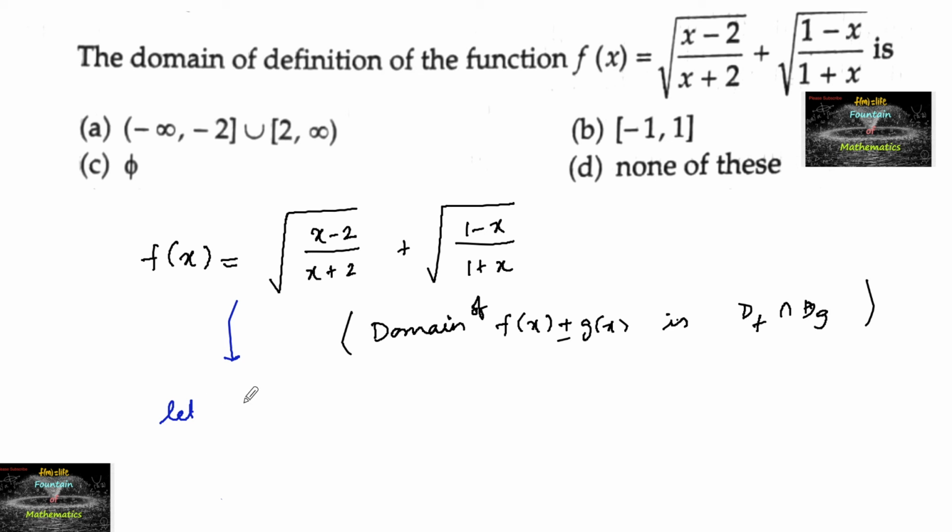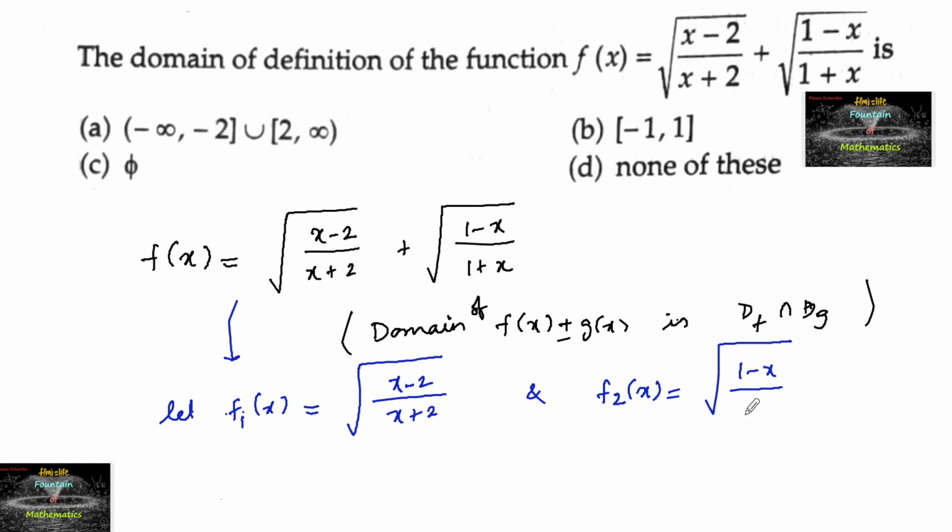let f1 of x be, since it is also a sum of two functions, let us consider f1 of x equal to root of (x minus 2) upon (x plus 2), and f2 of x is equal to under root of (1 minus x) upon (1 plus x). And we need to find the domain of these two functions now.